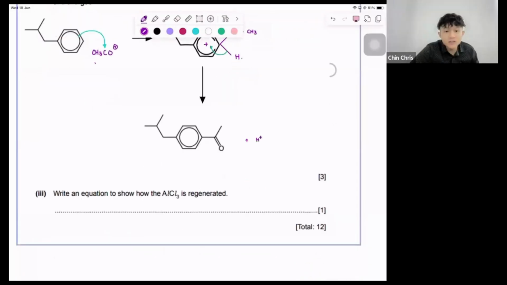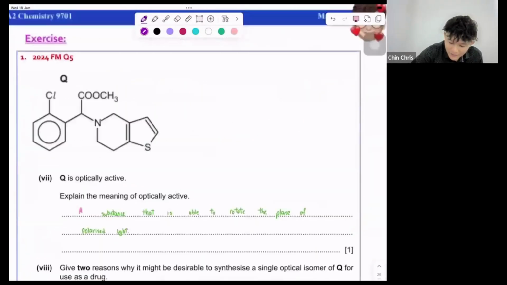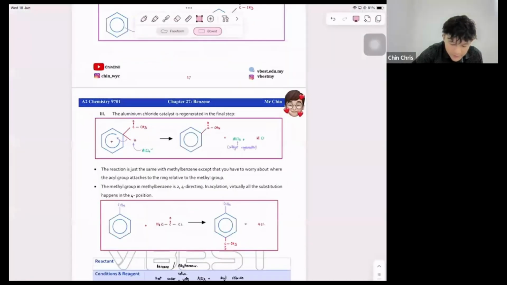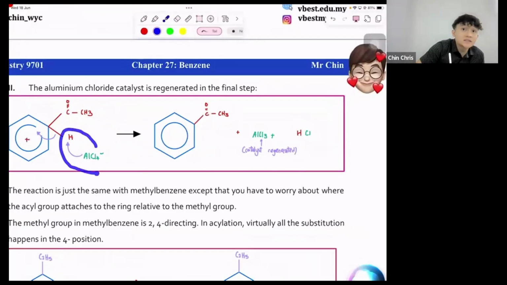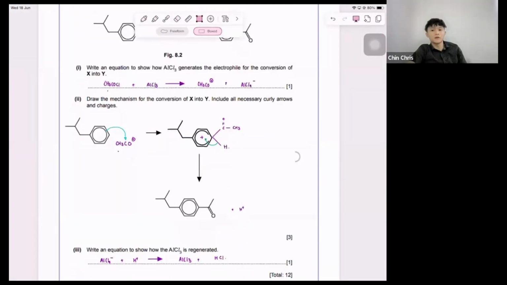Next, how is AlCl3 regenerated? AlCl4 minus plus an H plus turns into AlCl3 and HCl. I drew this reaction for you earlier. AlCl4 minus attacks an H plus to give AlCl3 and HCl. Getting better. Can you do this question?